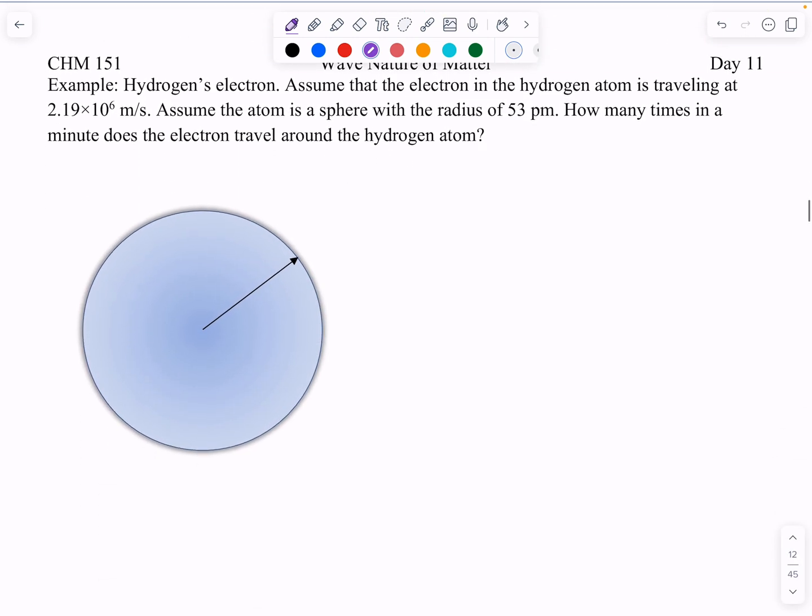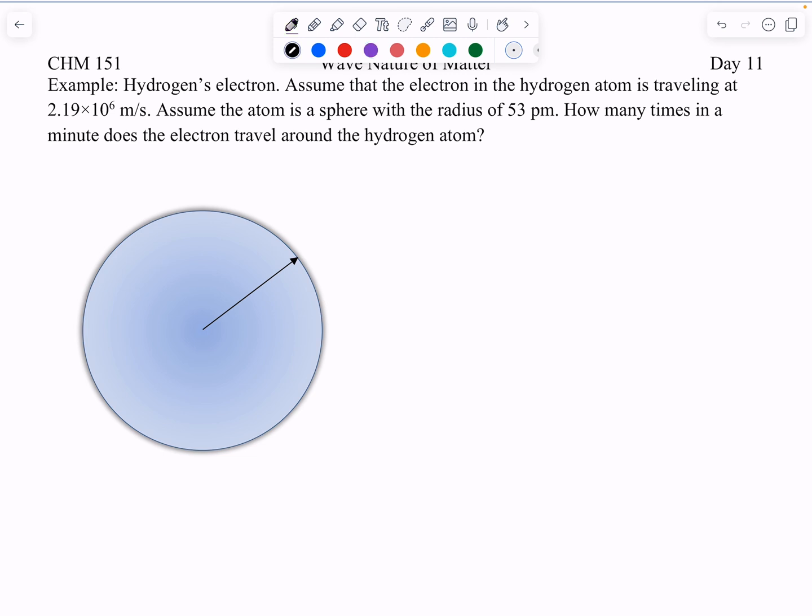this example is from a physics book. Hydrogen has an electron. Assume that the electron of hydrogen is traveling at 2.19 times 10 to the 6 meters per second. Assume the atom is a sphere with a radius of 53 picometers. How many times in a minute does the electron travel around the hydrogen atom?